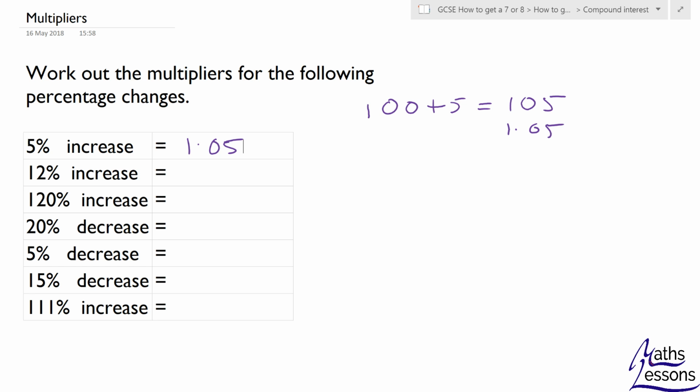Okay, you should be able to do the rest of the increases by now. If we add on 100 to 12, we get 112. Turn that into a multiplier, that's 1.12. Add on 100 to 120, you get 220. So that's a multiplier of 2.20. I'll give you a few more seconds to have a go at the rest.